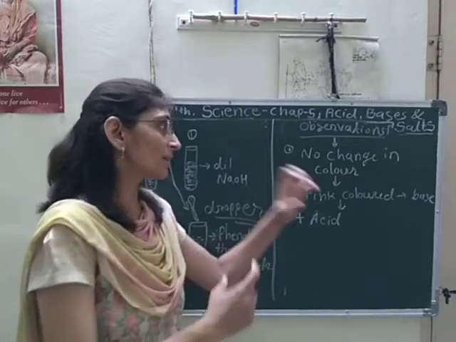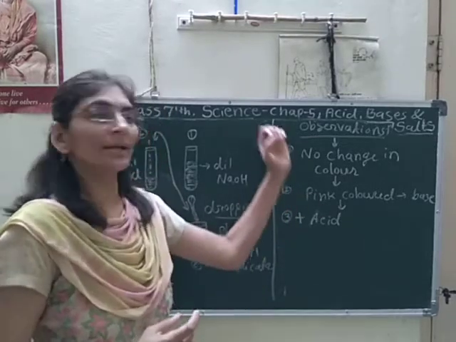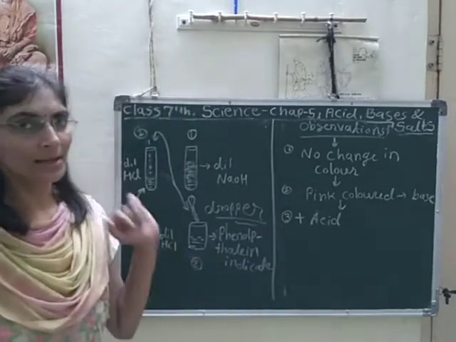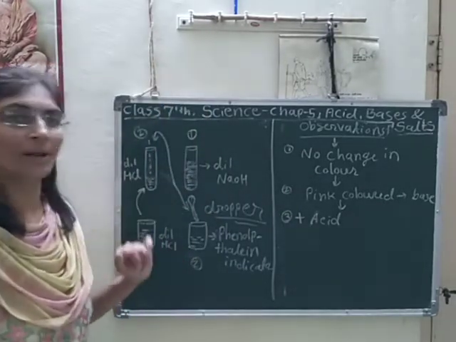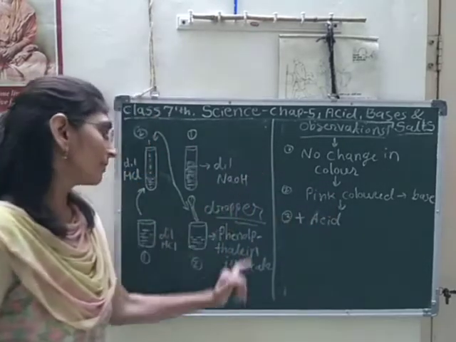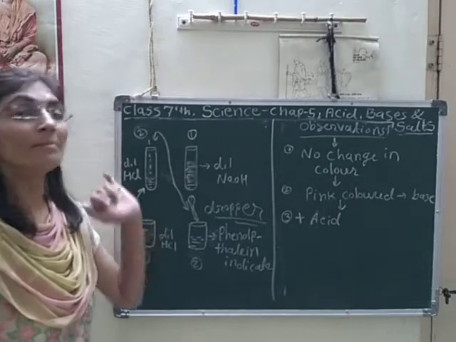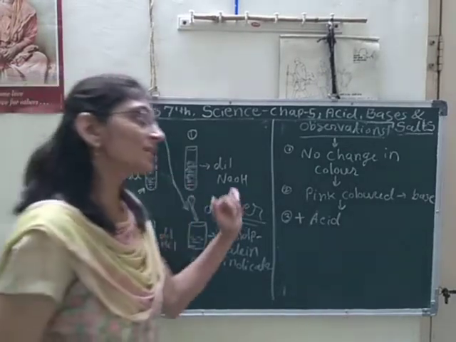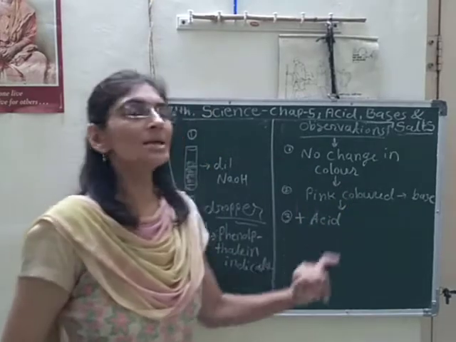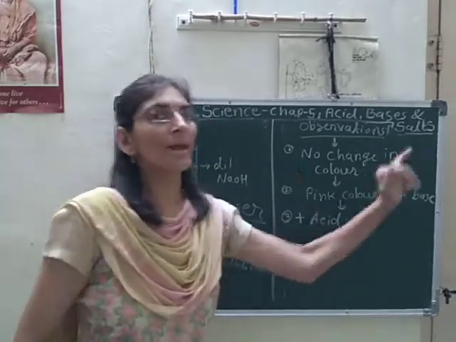बेसिक सॉल्यूशन बन गया, तभी तो फेनोल्फथालीन इंडिकेटर की वजह से पिंक कलर हमको यहाँ पर मिला है. यस, वी नो दैट प्रॉपर्टी ऑफ दैट फेनोल्फथालीन इंडिकेटर. When the phenolphthalein indicator will be added in basic solution, it will change its color into pink color. So here we got pink color, means the solution has become basic in nature.